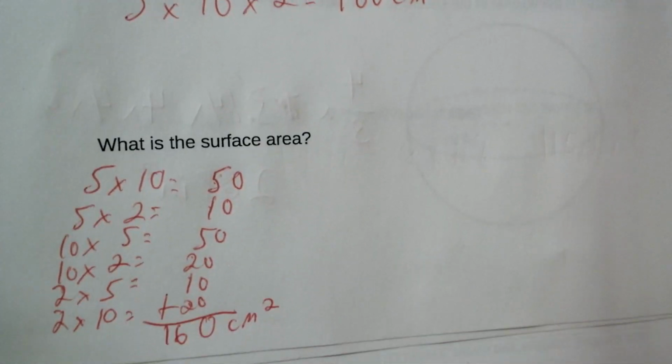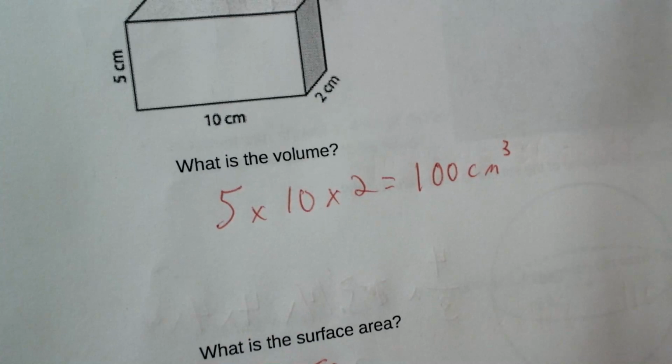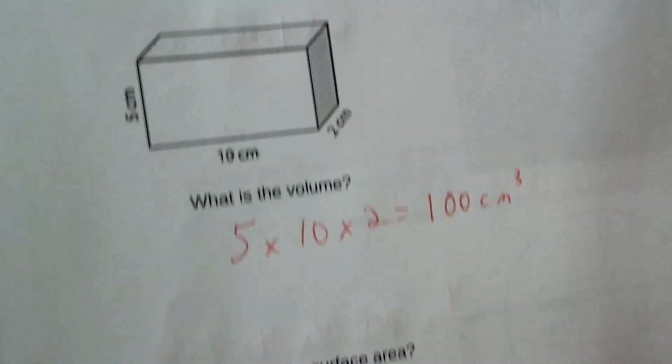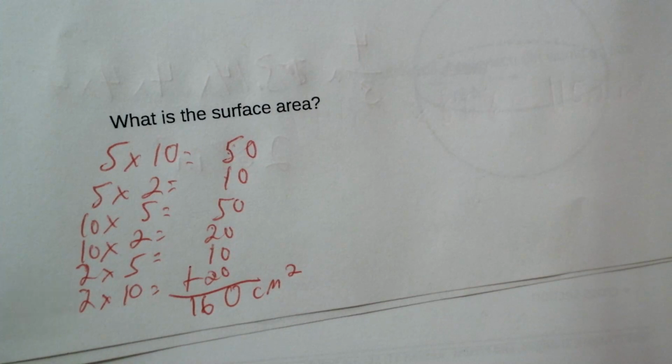And then for the surface area, remember a rectangular prism has 6 sides, so you need 6 multiplication problems. You got 5 times 10 and 5 times 2, 10 times 2 and 10 times 5, and 2 times 5 and 2 times 10. So you multiply those, you add them up, you get 120 centimeters squared.